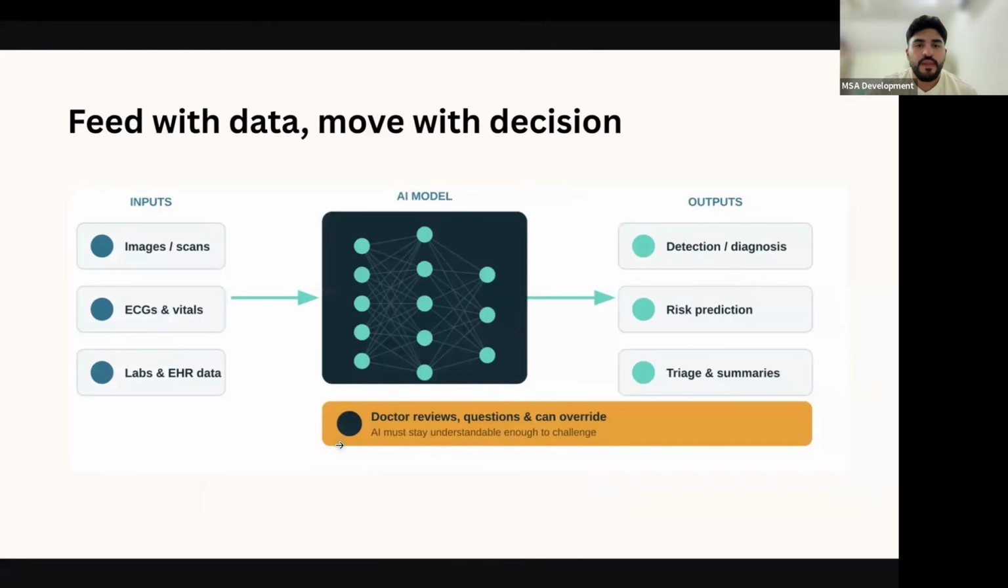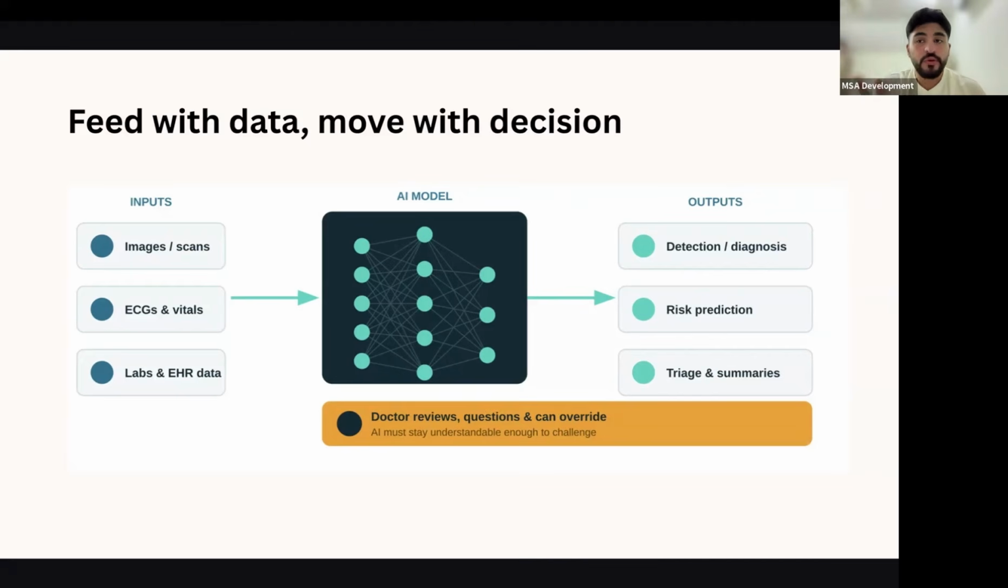So this is a beautiful figure done by AI itself. Here we're talking about an input. An AI model will not be useful without us humans, because we collect the data, right? We collect the raw data, all the images, all the vitals, all the profiles, all the labs. We feed it to the AI model, and then it helps us in detecting, in predicting, and in making summaries or analyzing triage, right?